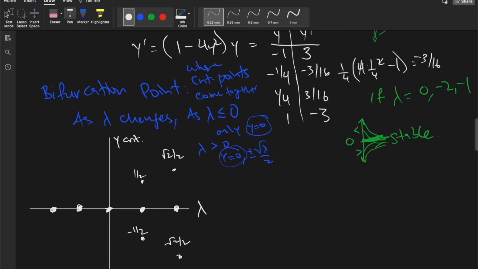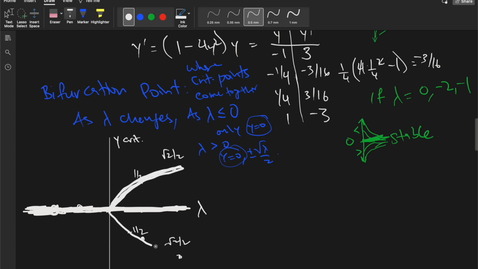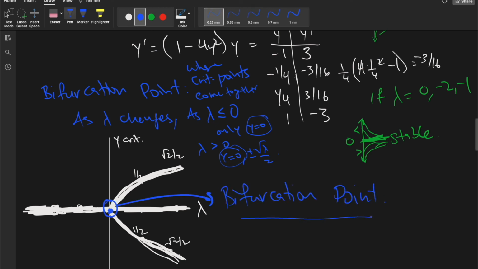So what this means is that our overall bifurcation diagram is going to look something like this, where we have y equals 0 as a critical value always, and then two more branches of critical points depending on what your value of lambda is. So this is our bifurcation point, and this is your bifurcation diagram. And one thing to note is that this kind of bifurcation point is called a pitchfork bifurcation.